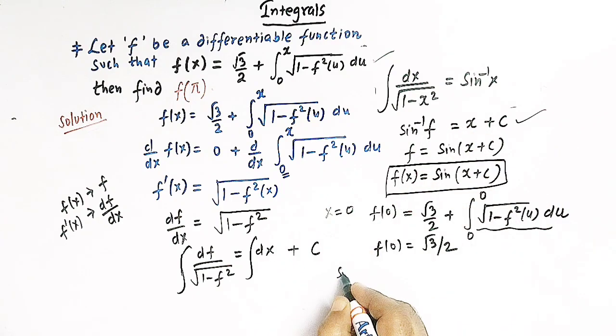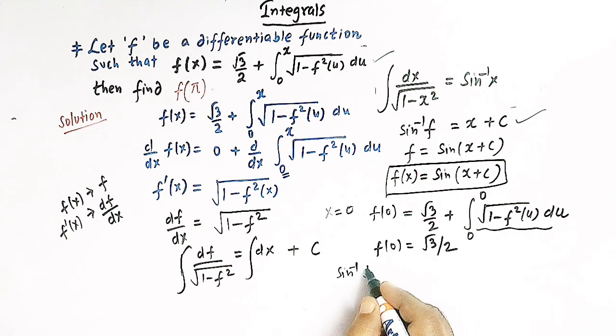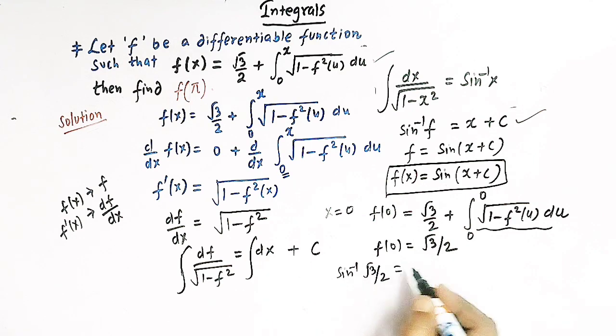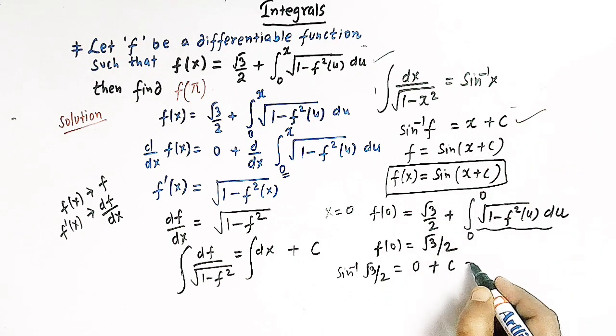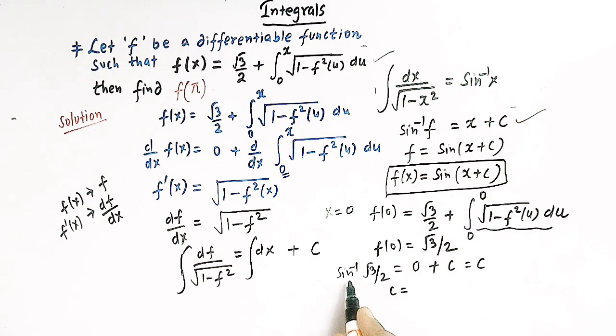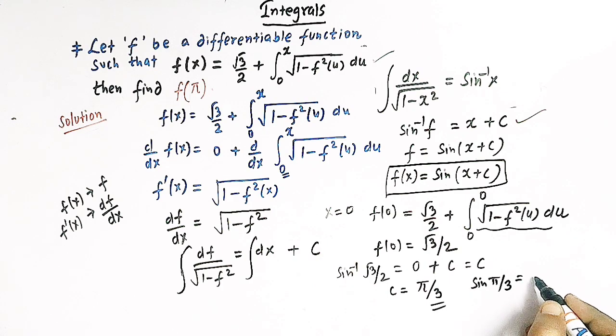So we have sine inverse f is given by square root of 3 over 2, and x is 0, and here we have c. So we have c is equal to sine inverse square root of 3 over 2, which is equal to pi over 3, right? So sine 60 degrees, that is sine pi by 3, is equal to square root of 3 over 2.